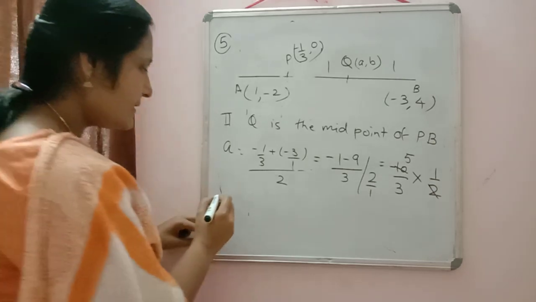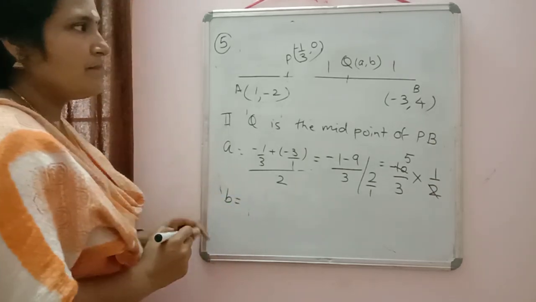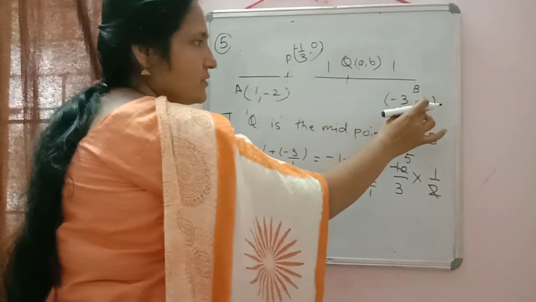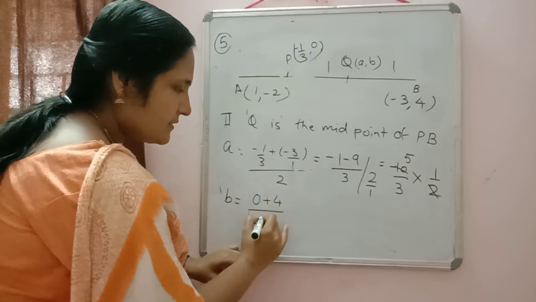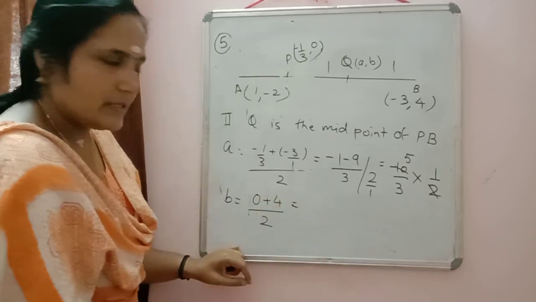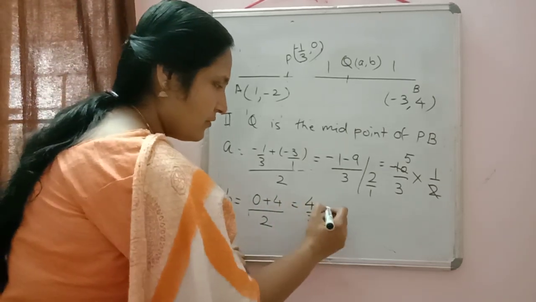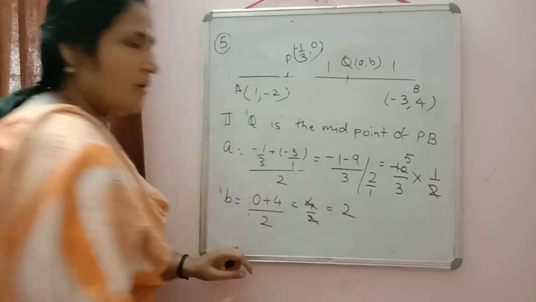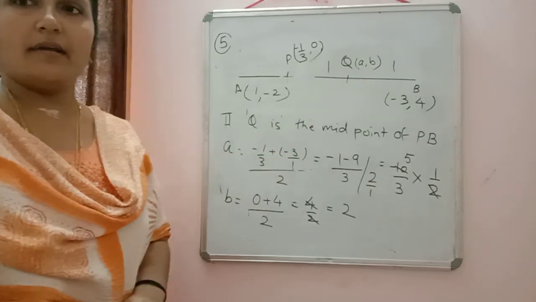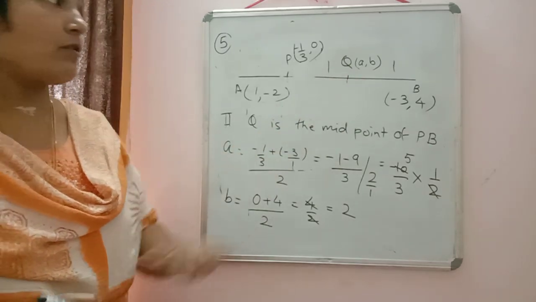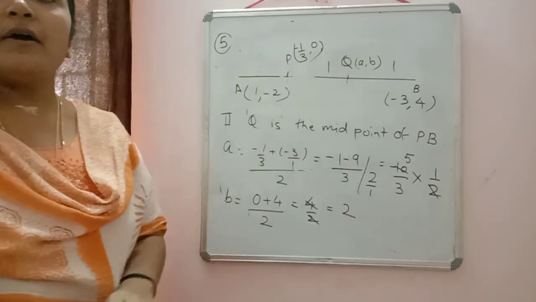Similarly, if we check the y coordinate of Q, y1 plus y2 divided by 2. So, 0 plus 4 divided by 2. That will be equal to 4 by 2 is equal to 2. So, you can use this method also to calculate the coordinate of Q.